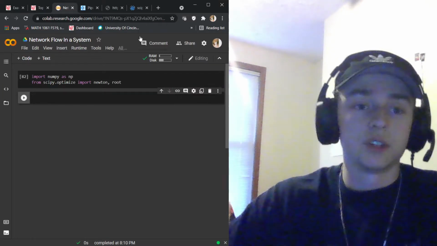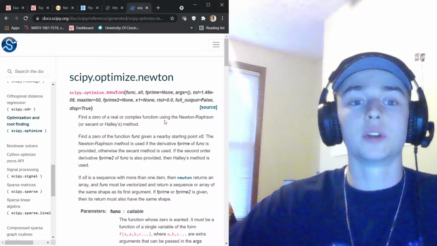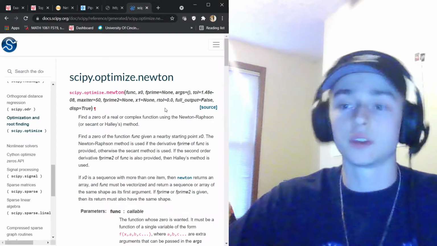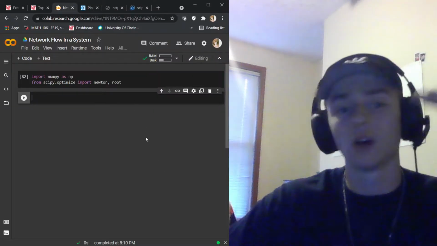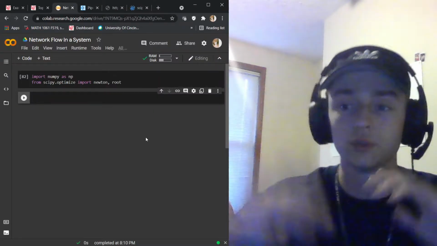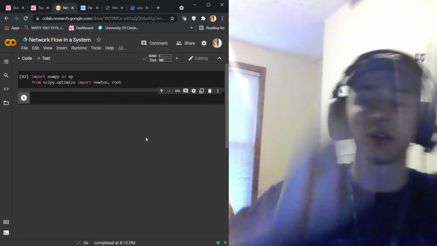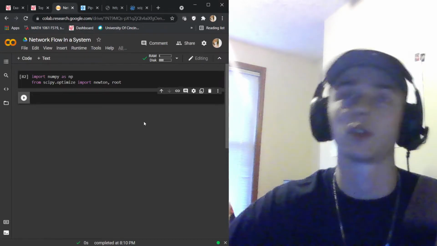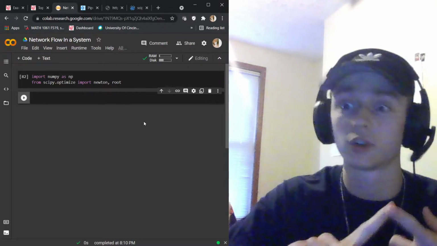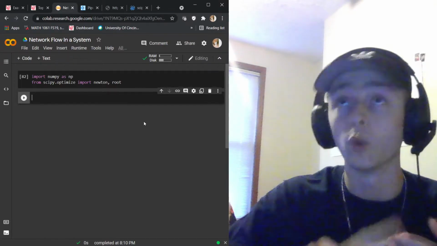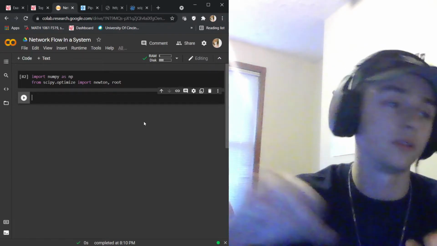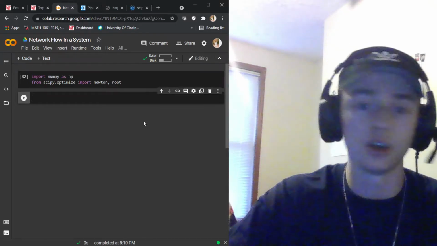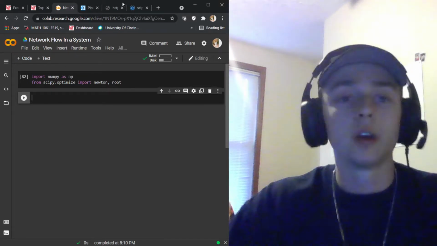And so what Newton does is find a real zero of a complex function, and basically what we're going to do is have a series of huge equations, and then we're going to use arrays, and pick things out of our arrays, and using Newton we're going to find the zeros of those specific things. Like we're going to find the pressure of the internal nodes 1, 2, and 3, and find the head of nodes 0 and 4.